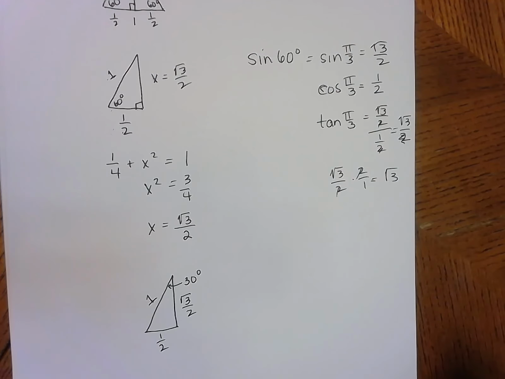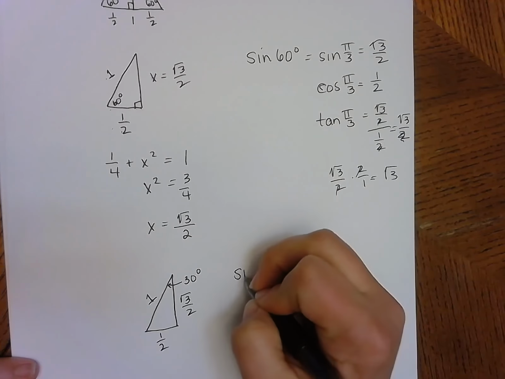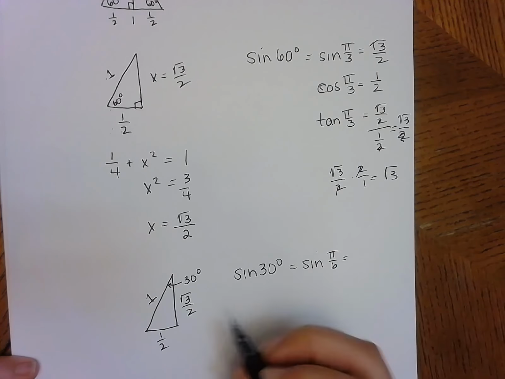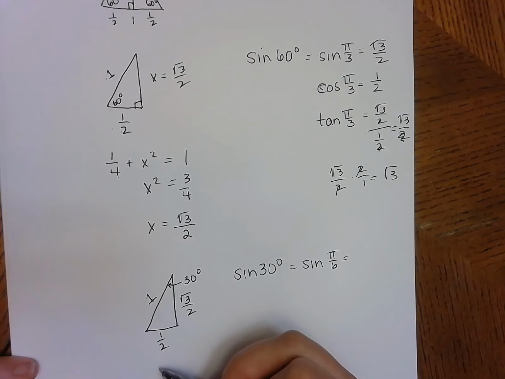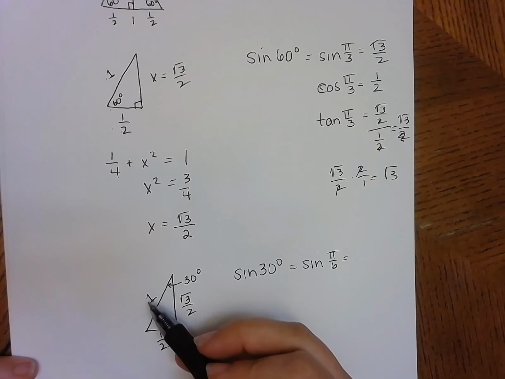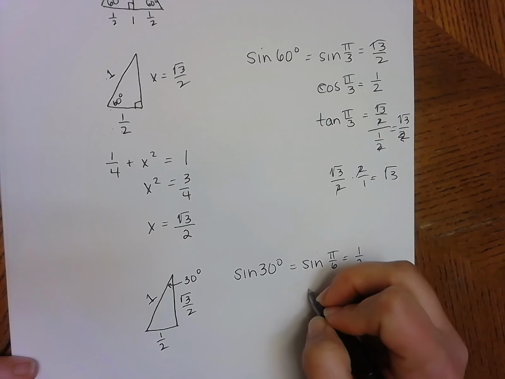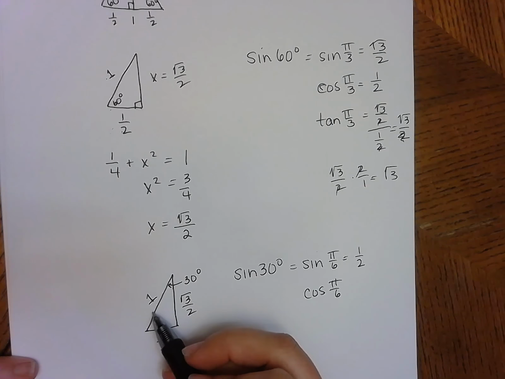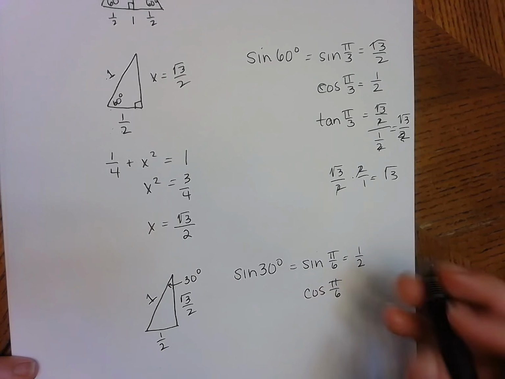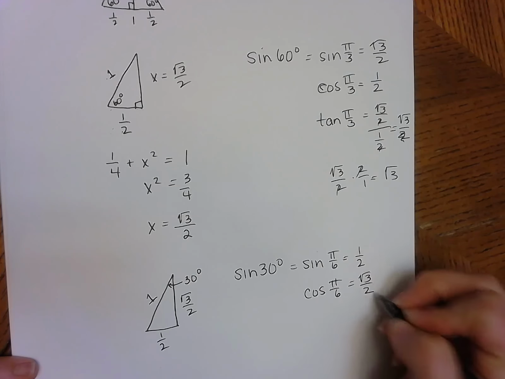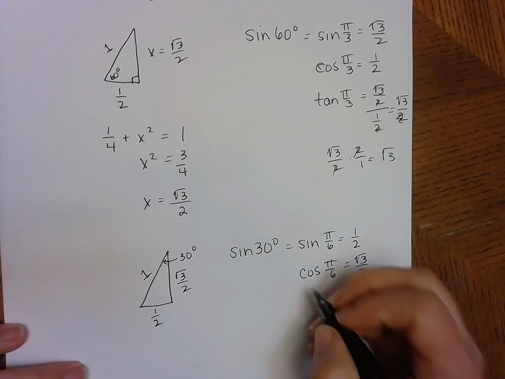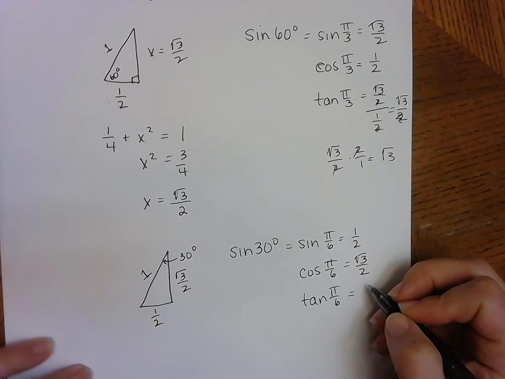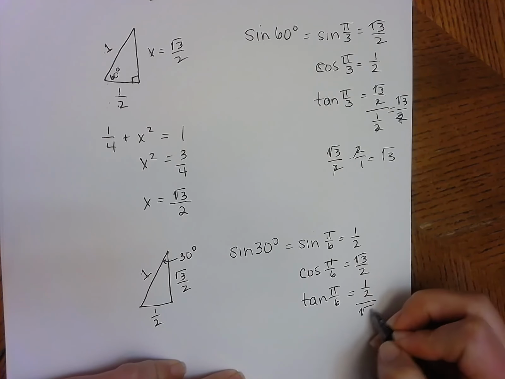So if we look at the sine of 30 degrees, which is also the sine of pi over 6, this is opposite. Now here my opposite is down here, right? So that would be a half over the hypotenuse, which is just a half. My cosine of pi over 6: this time my adjacent side is definitely not the hypotenuse. My adjacent side is the square root of 3 over 2, and then I divide that by 1, so it just leaves me with the square root of 3 over 2. And then the tangent of pi over 6 is the opposite, which is a half, over adjacent, which is the square root of 3 over 2.